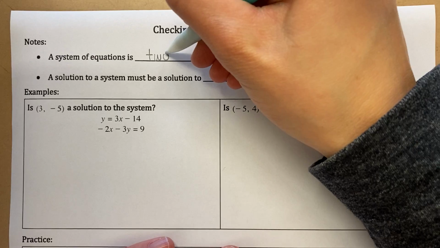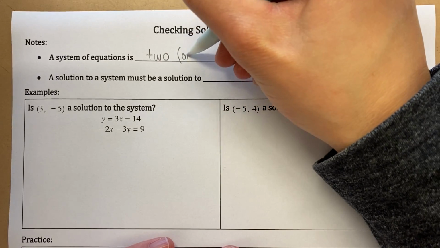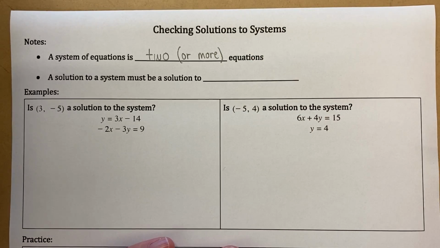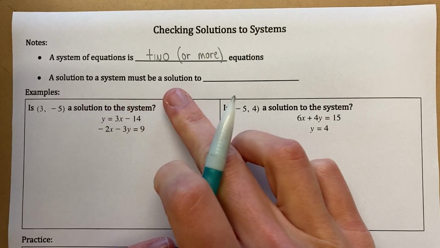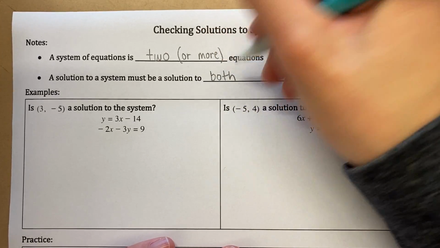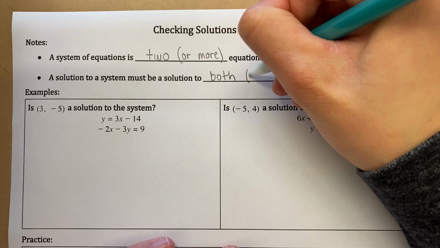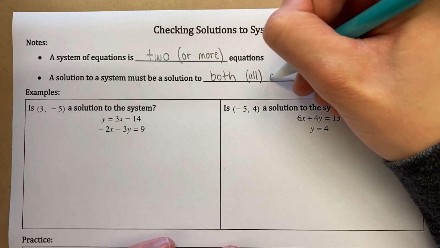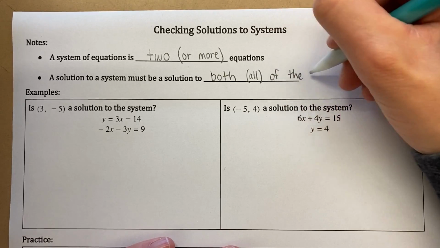In Algebra 1, we just work with two equations, but really, it could be more. And in upper level math, you'll see systems with two or more equations. And a solution to a system must be a solution to both equations. Now, in upper level math, it's all the equations, but in this year, it's just going to be both of the equations.